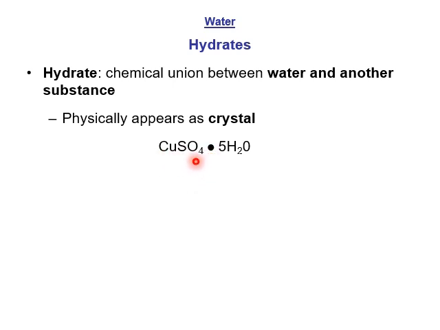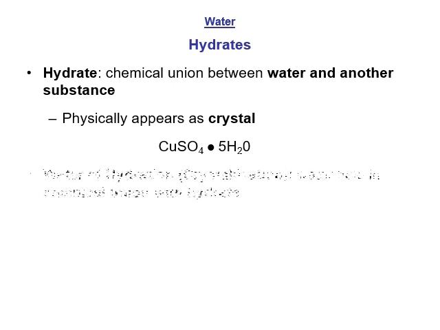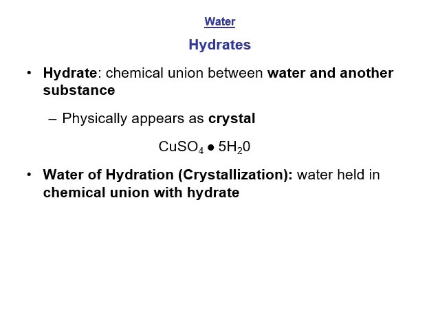So this is copper sulfate. That dot means that it's a hydrate and that it's holding water in this matrix. That's what's made this crystal. Okay? That's how you know a hydrate is that dot. It just means it's holding water in a matrix. Now, because these substances are interacting with water, they have what's called the water of hydration, or sometimes called the water of crystallization. That's just the water held in chemical union with the hydrate.